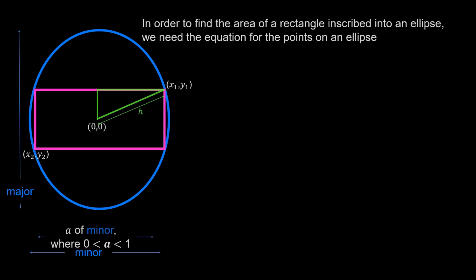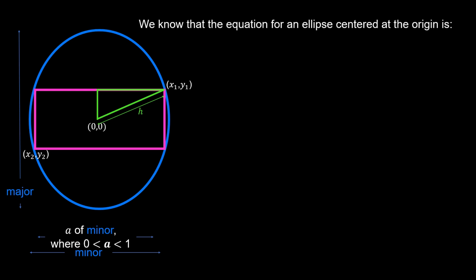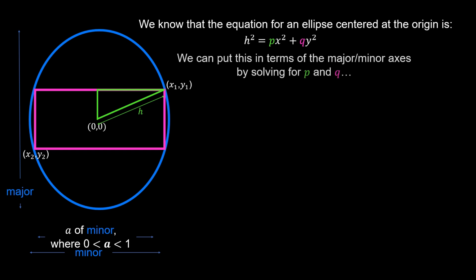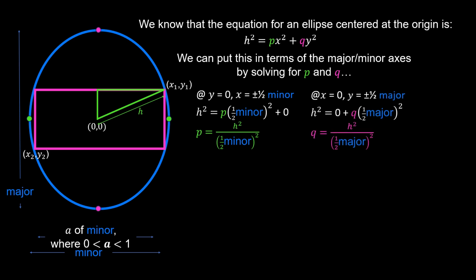In order to find the area of a rectangle inscribed in an ellipse, we need the equation for the points on the ellipse. We know that the equation for an ellipse centered at the origin is h squared equals px squared plus qy squared. We can put this in terms of major and minor axes by solving for p and q, and then replacing the p and q terms.